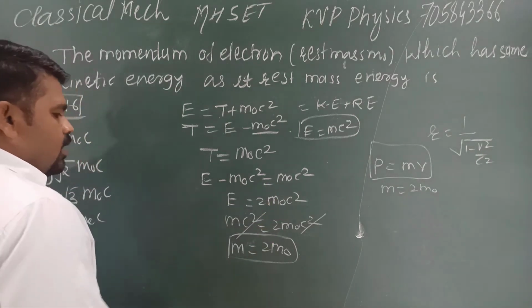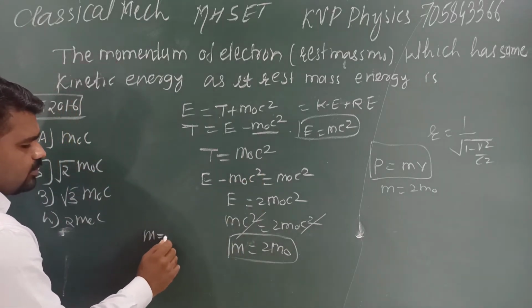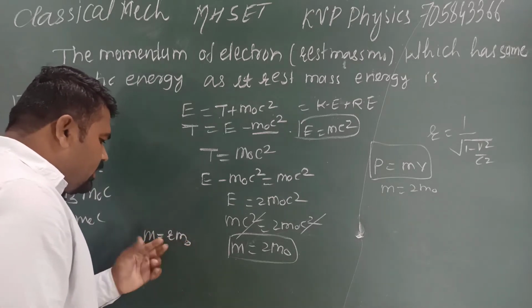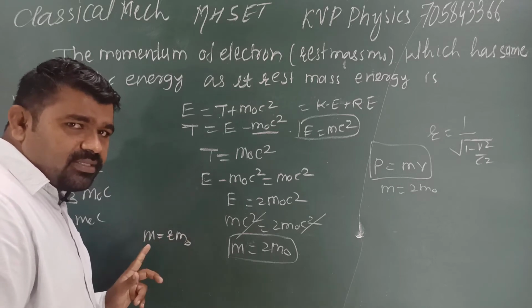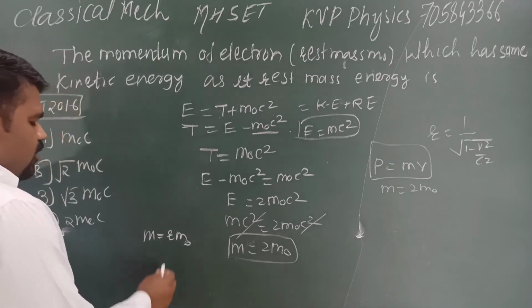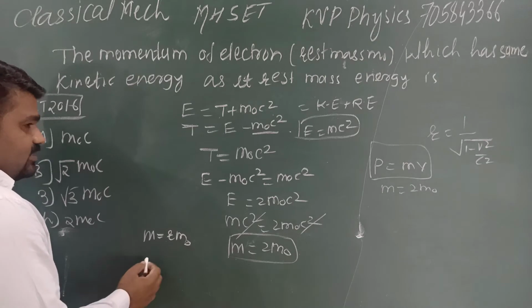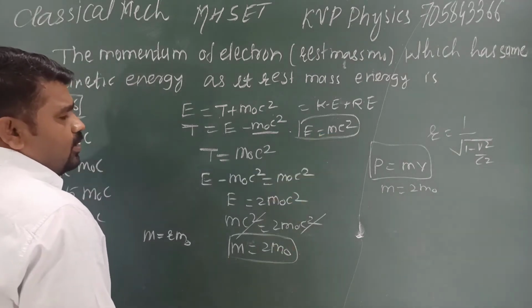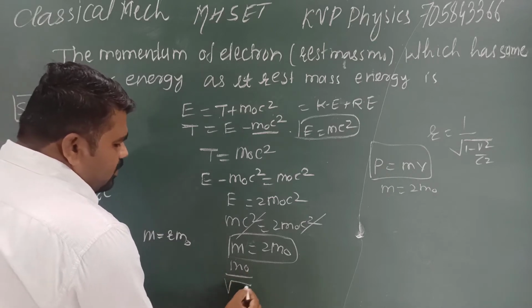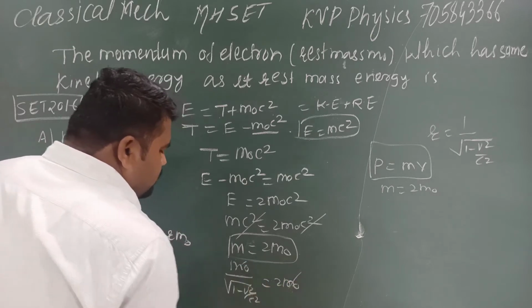Second one, we can use another relation. Which relation? m is equal to gamma m0. This is the relation between relativistic mass and rest mass. The mass is increased by gamma times the rest mass. And what is the value of gamma? Gamma is equal to 1 upon under root 1 minus v square upon c square. This can be written as m0 upon root 1 minus v square upon c square is equal to 2 m0.